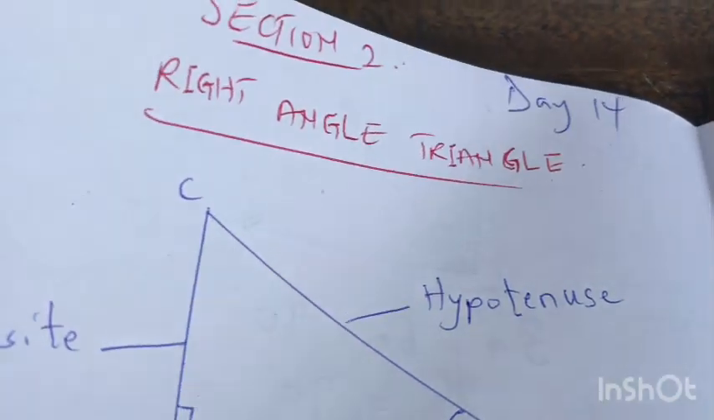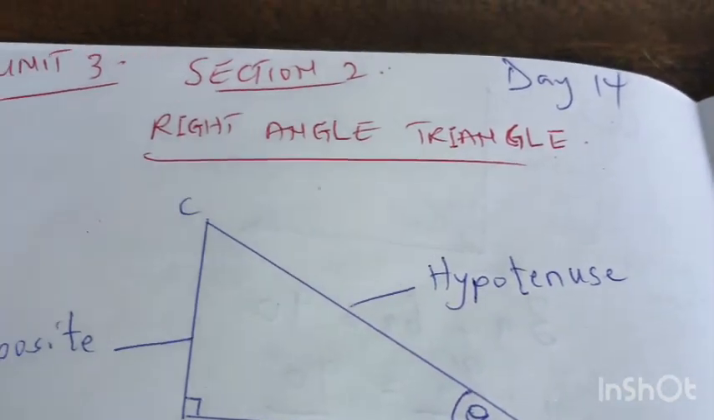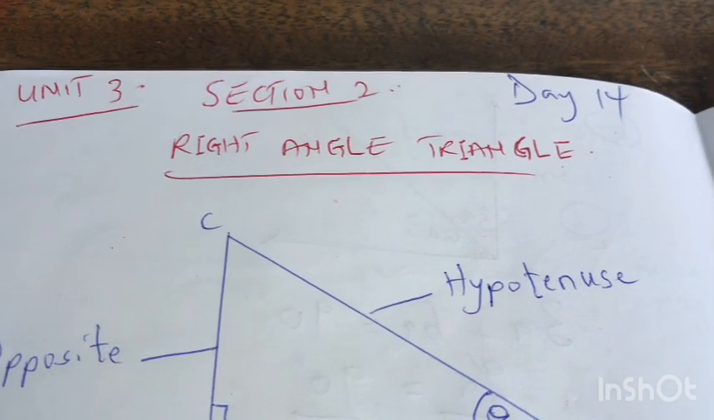Today being day 14 of our 60-day geometry prep, we are going to do right angle triangles.